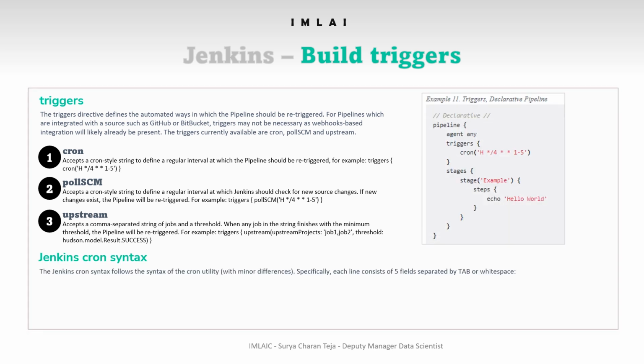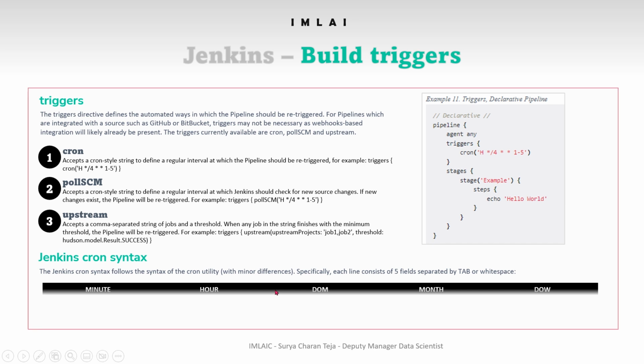So now let's see one example, the simplest example here. This triggers the declarative pipeline, and on the other side you can see the Jenkins cron-style syntax. The Jenkins cron syntax follows the syntax of the cron utilities. So let us look into that.